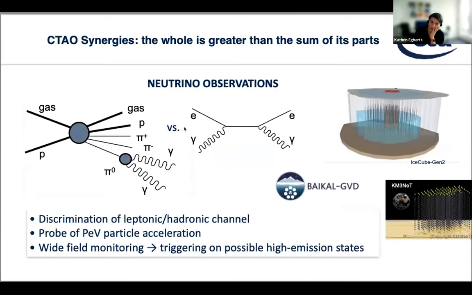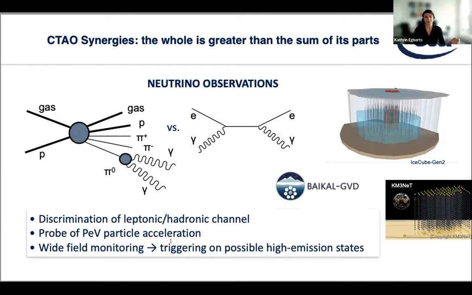Two more synergy categories I have. One is neutrino observations. Neutrino observations give us an additional input on the radiation process, in the way that with neutrino observations, we can distinguish between our two possible channels at the very high energies, namely the inverse Compton compared to the pion decay from interaction of protons with gas. And only in this case, we will observe neutrinos. This is particularly intriguing for us because it's a discrimination that we can't otherwise do.